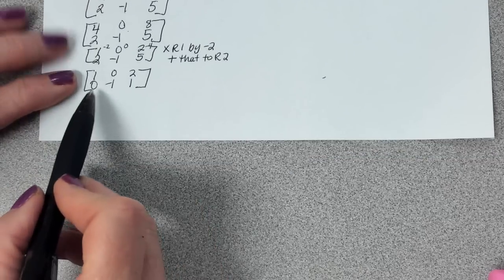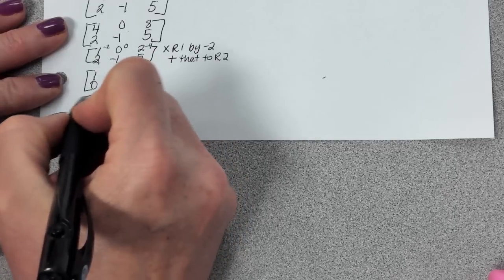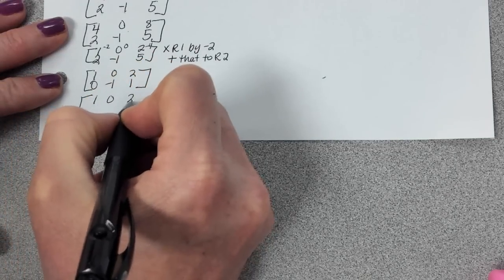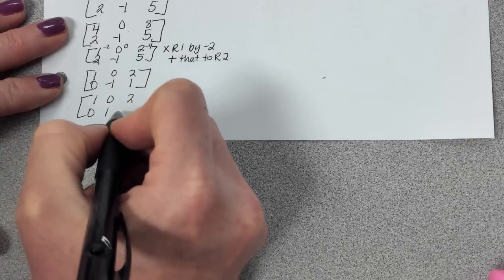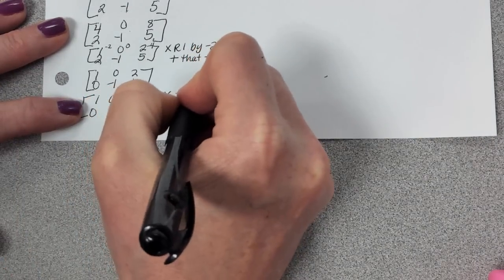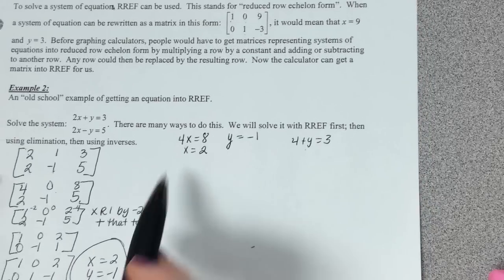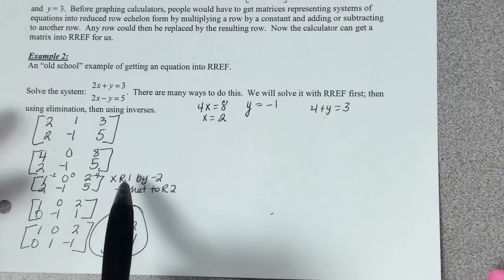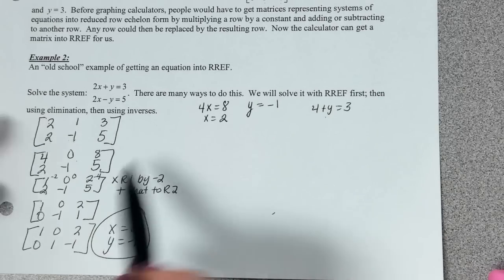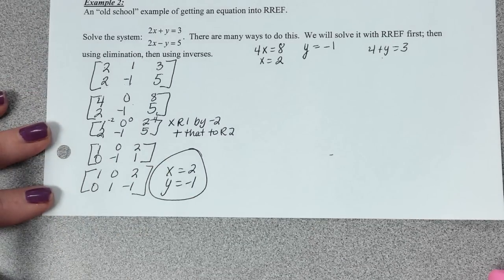But remember the form I want? I want it to go 1, 0, 0. What do I want this to be? Just a 1. So I don't want to change the top, but I'm going to multiply the bottom by negative 1. And now I can see that x equals 2 and y equals negative 1. Aren't you glad we have the graphing calculators now? Because that's the way people used to solve systems, was with this reduced row echelon form.